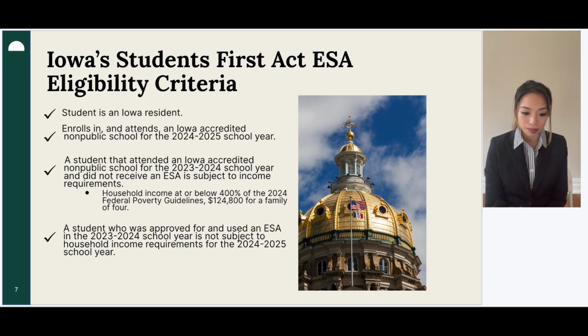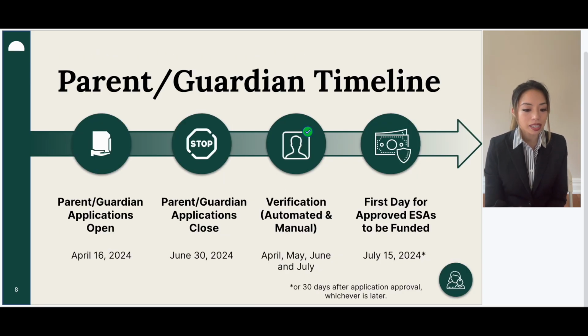Parent Guardian timeline. Let's cover some important dates and times that parents and guardians should be aware of. Parent Guardian applications open on Tuesday, April 16th, 2024. Parent Guardian applications will remain open until they close on June 30th, 2024. During the months of May, June, and July, verification is ongoing. That means that parents, through an automated and manual process, are finding out about their status.